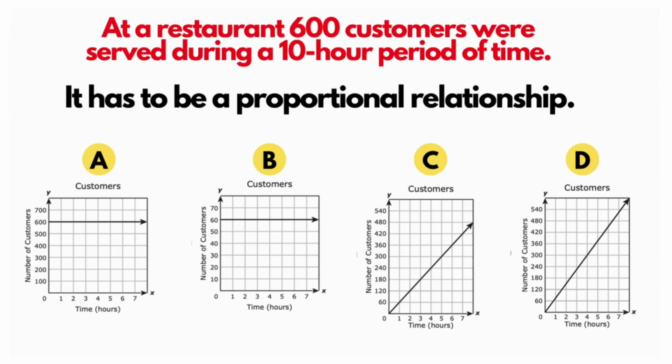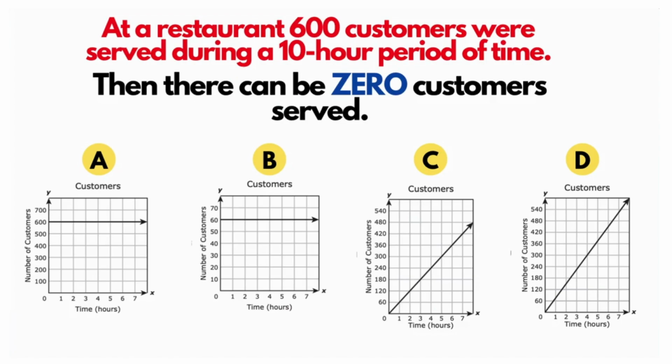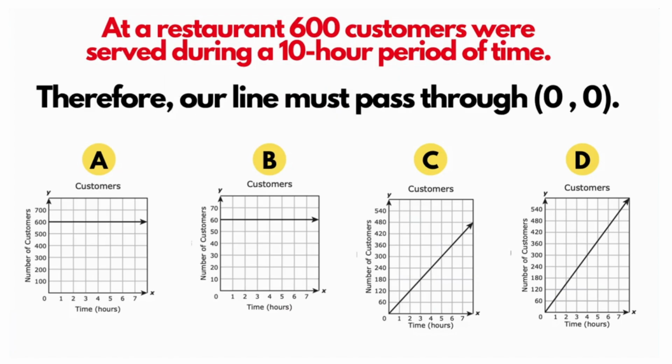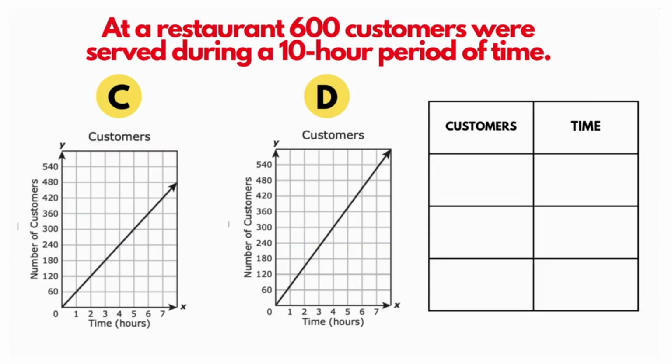So when we look at this, if it has to be a proportional relationship, that means, like we said, because the restaurant is open for 0 hours, there can be 0 customers served. It has to go through the origin. So A and B can't work because neither of those touch or pass through 0, 0. So we're already halfway there by just knowing what proportional lines look like. So let's move on to C and D because we know our answer will be here.